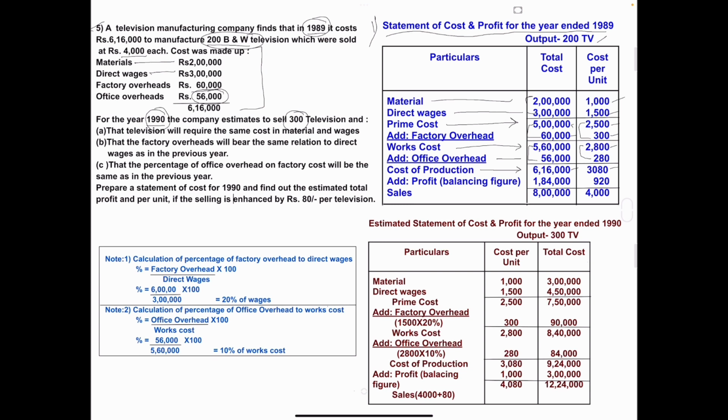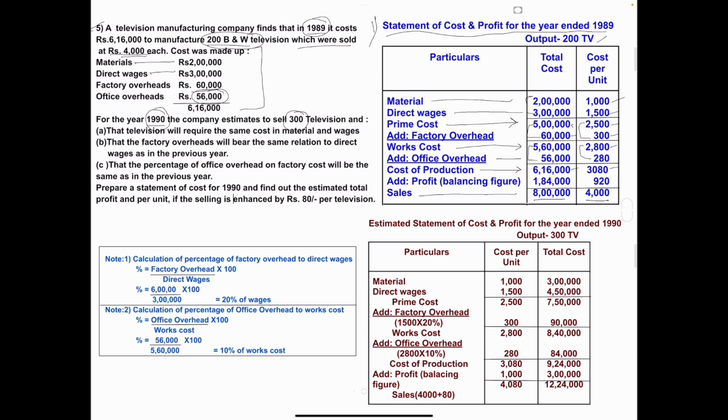Okay, in this problem they have not given information related to profit, but sales information they have given, which were, see here, 200 televisions were sold at rupees 4,000 each. Means one television is sold for rupees 4,000. So write sales cost per unit, write 4,000. One TV is sold for rupees 4,000. So cost per unit is 4,000, and total how we will calculate? 4,000 into 200, we will get 8 lakh.